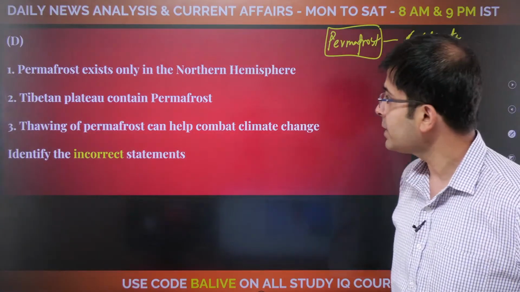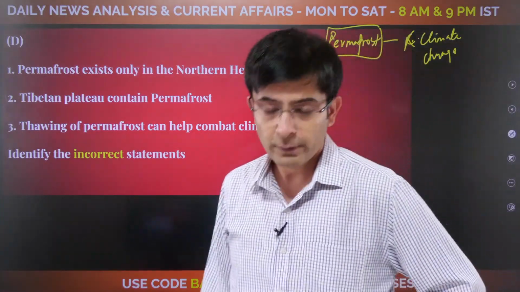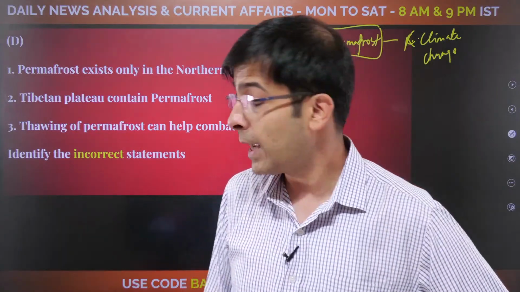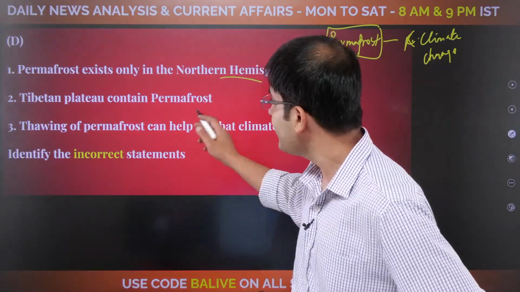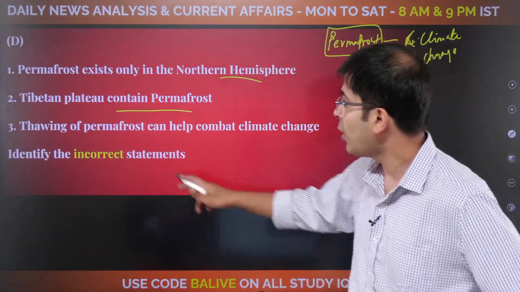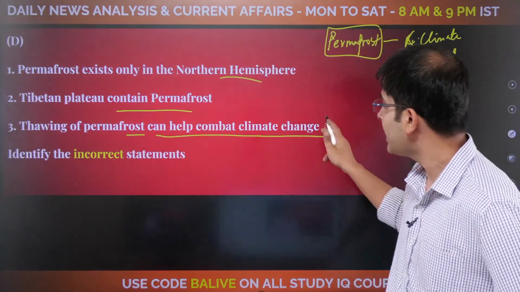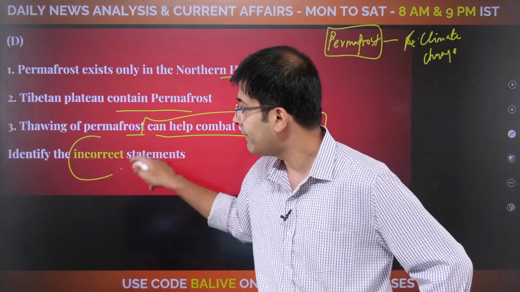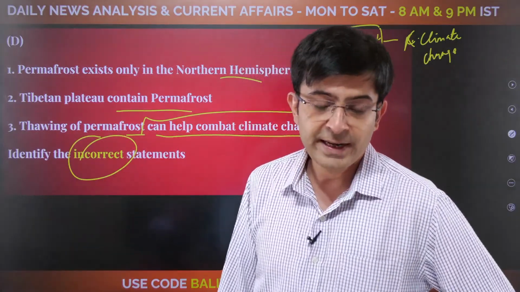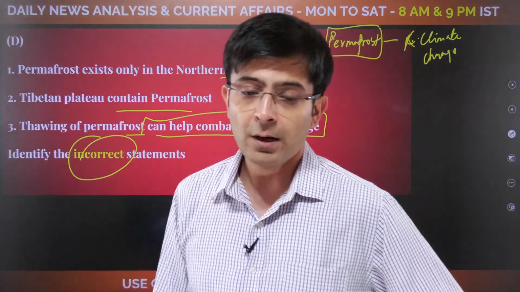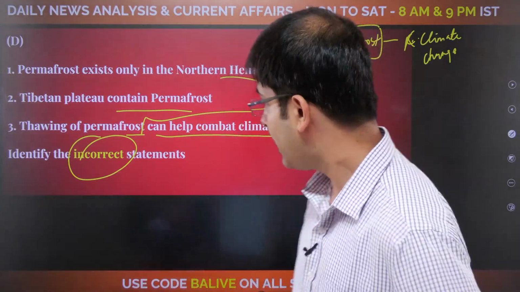Okay, so does permafrost exist only in the northern hemisphere? You will tell me. All right. Do you think it happens only in the northern hemisphere? Tibetan Plateau contains permafrost. Thawing of permafrost can help combat climate change. Identify the incorrect statements. Leave an answer for this also in the comment box. Please do that. Do not forget.